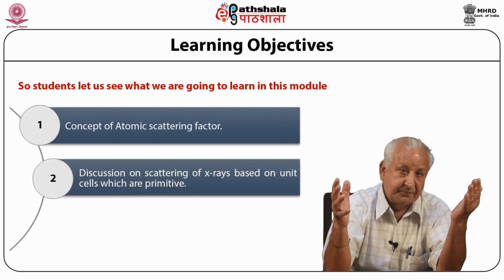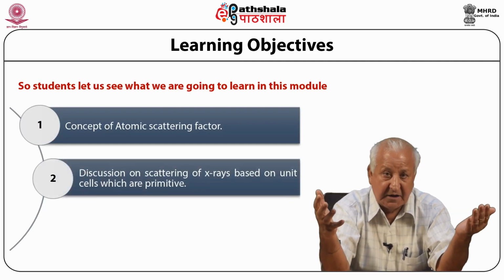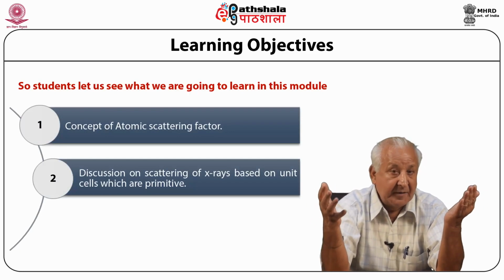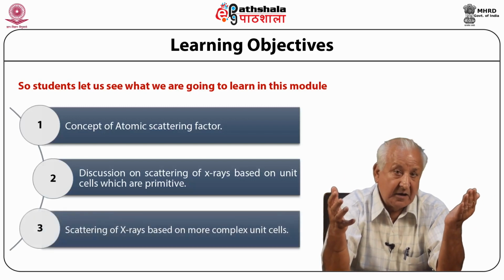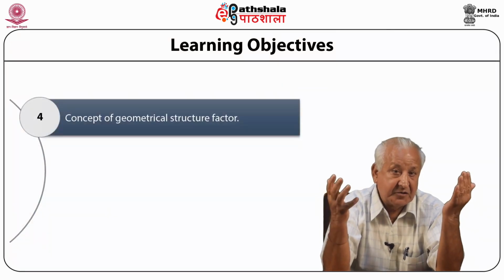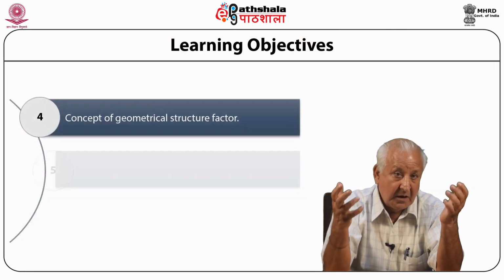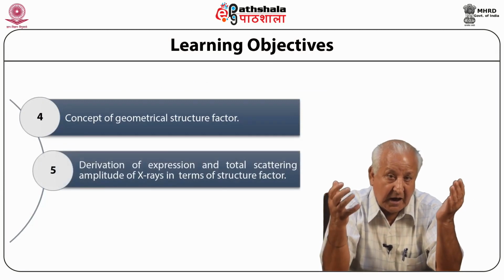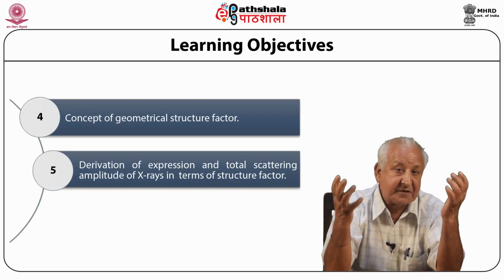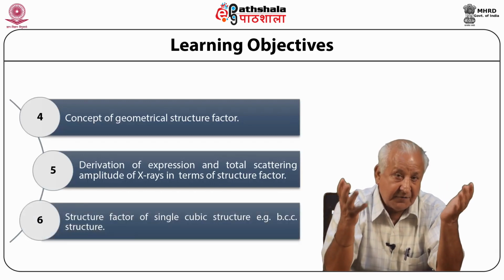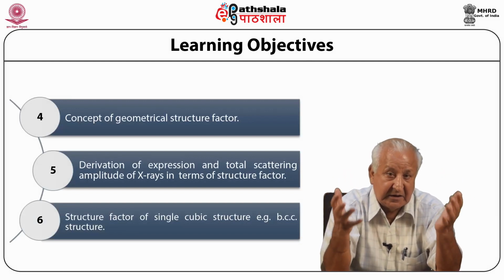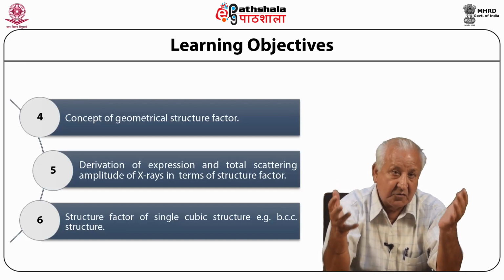We will have a discussion on scattering of X-rays based on unit cells which are primitive. We will be discussing scattering of X-rays based on more complex unit cells. The concept of geometrical structure factor, derivation of expression, and total scattering amplitude of X-rays in terms of structure factor. Structure factor of single cubic structure, namely BCC structure, body-centered cubic structure.